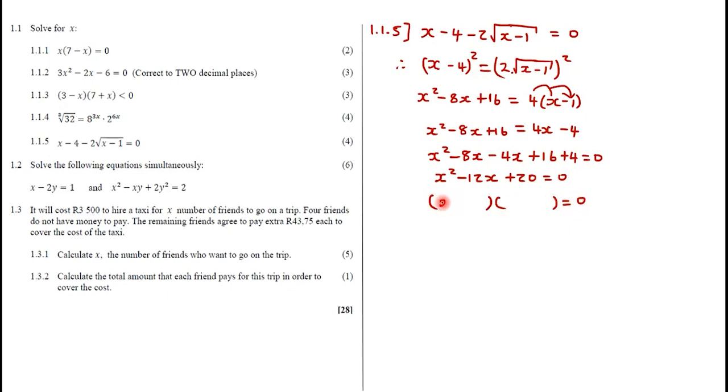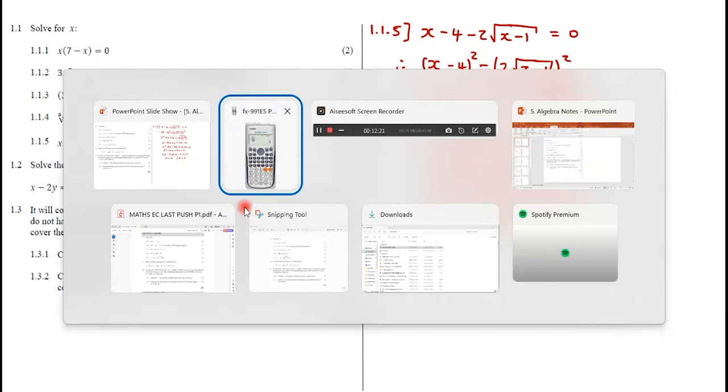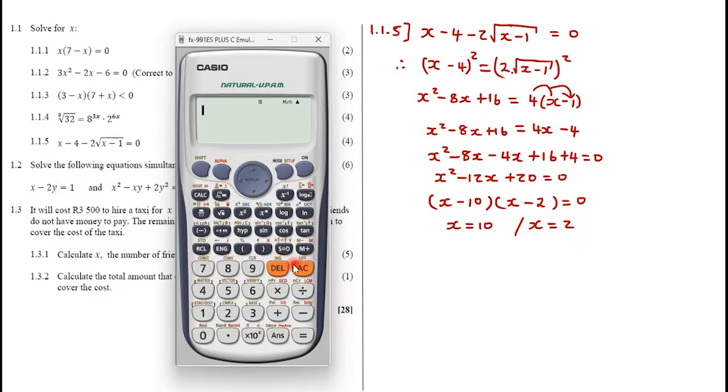So it's going to be x and x, factors of 20 that will give me 12, it will be 10 and 2, then it will be minus minus, so x is 10 or x is 2, right? Then from there, remember like I said earlier, once you get the values, you need to test them. So what I'm going to do now is plug in here 10 minus 4 minus 2 square root 10 minus 1. So I must get 0 for this to be true. As you can see here, I am getting 0.